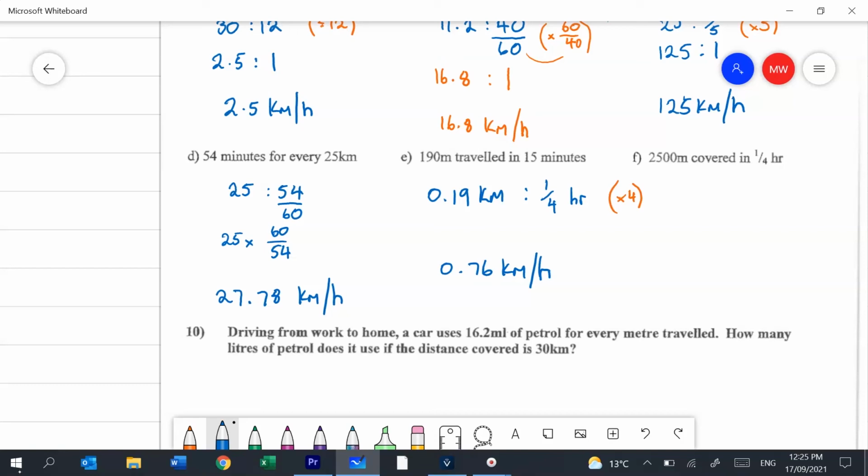Okay, and last one. This one's a quarter of an hour as well, so this one's another good one to finish on. This one's 2.5 kilometres, isn't it? Because there's 1,000 metres in a kilometre, and that's per quarter hour. So we will do the same thing. We'll times both sides by 4, make them bigger, and then we will be travelling at 10 kilometres per hour. So nice easy one to finish on.